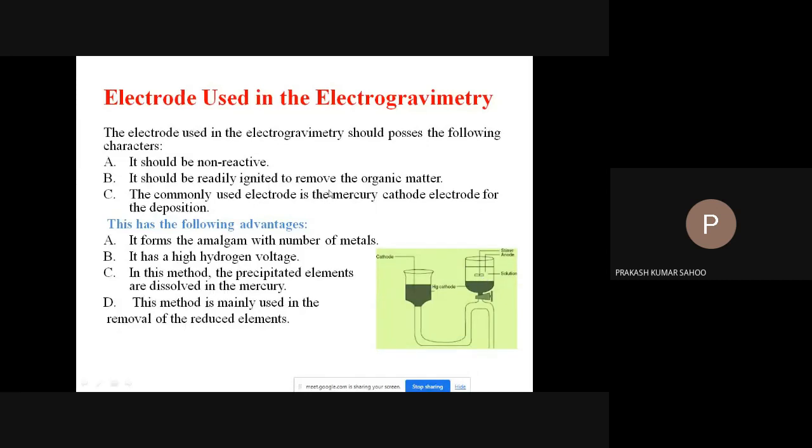So up to this we have covered electrogravimetry and coulometry. In the first part we have the electrogravimetric method, in which generally the metal ion dissolved in an analyte solution is separated gravimetrically. Gravimetrically means by weight it is separated; this is a quantitative approach for the separation of dissolved metal ion from the solution.